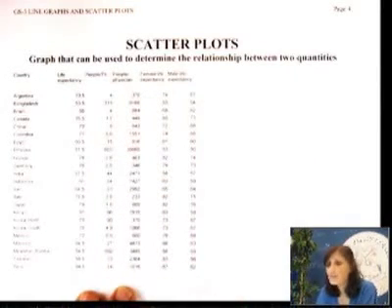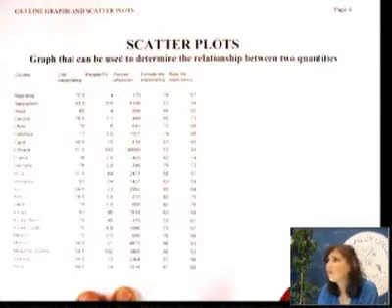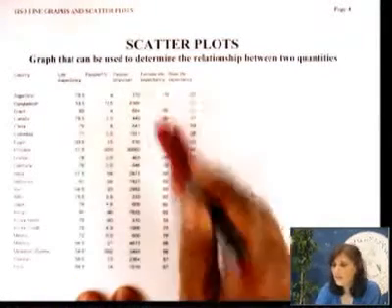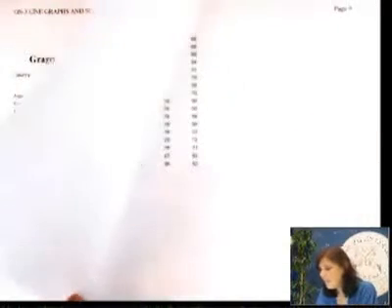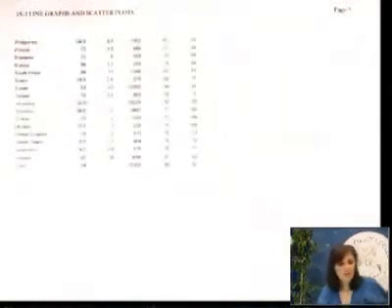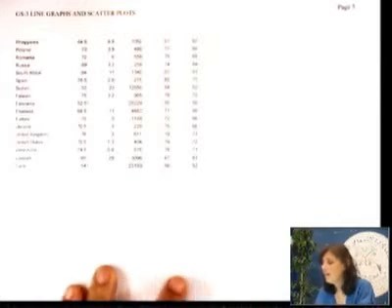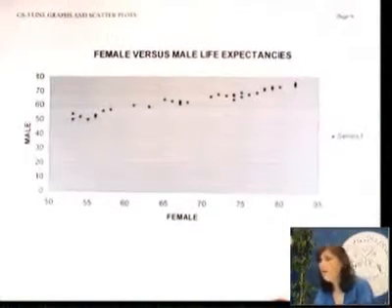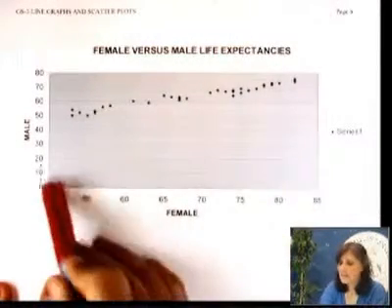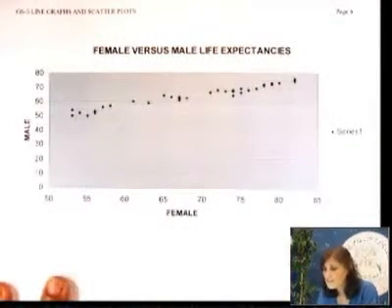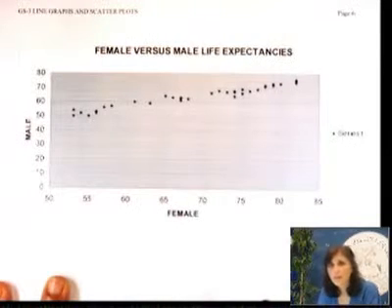These are actually real numbers. I think this is like a 2000 number. I just got it from the internet. So I entered the female expectancy, male expectancy, and then this goes on and on and on. This is the real data. And then I just did a scatter plot. I put the female expectancy on the x-axis, male expectancy on the y-axis. And now look at the shape of the graph.